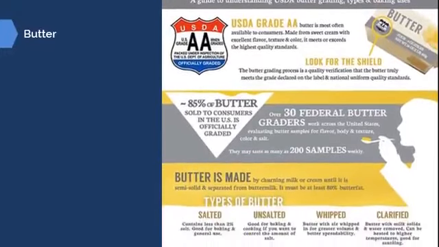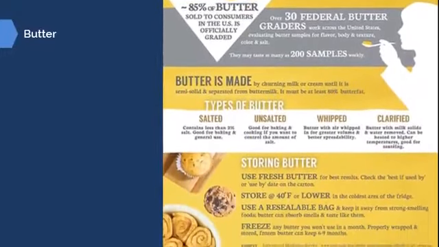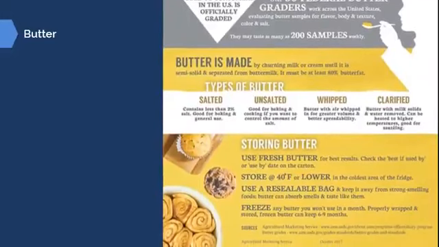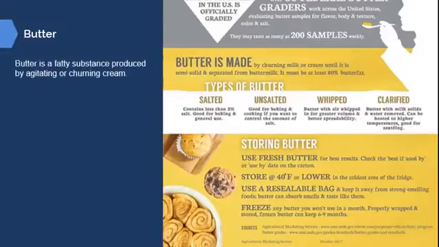Butter is made by churning milk or cream until it's semi-solid and separated from buttermilk, and it must be at least 80% butterfat to be called butter. There are types of butter, including salted butter, unsalted butter, whipped butter, and clarified butter. Depending on the usage, you might use salted butter in a baked item in order to add a little salt to your baked item. Most chefs tend to prefer unsalted butter because they can control the amount of salt that they add into the final dish. Whipped butter is good for spreading and gives a little more volume. And clarified butter actually makes the butter resistant to higher heat, so you can use it for sautéing.